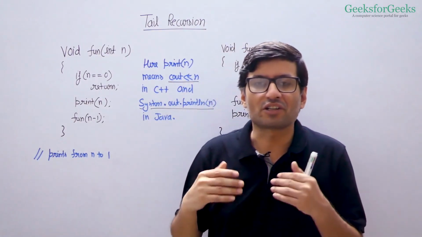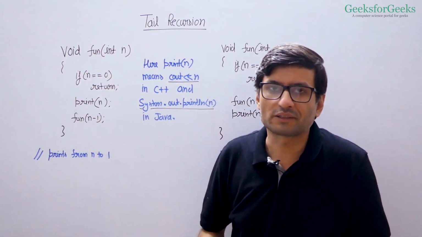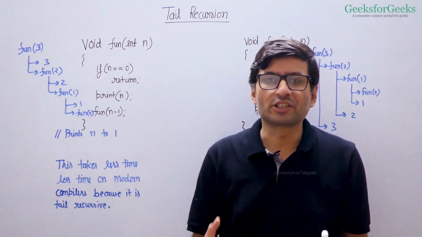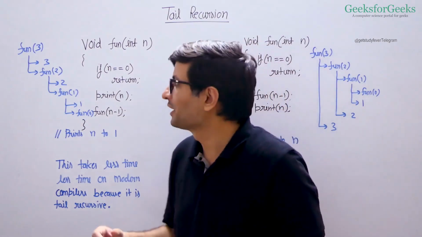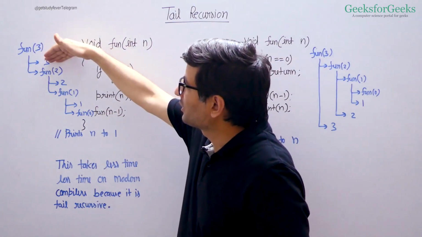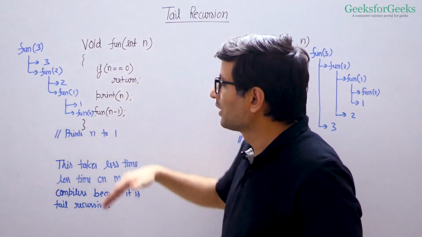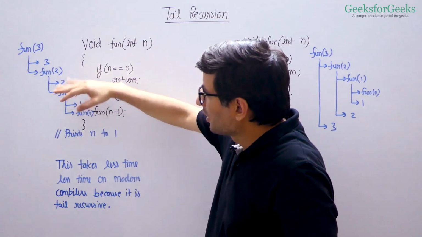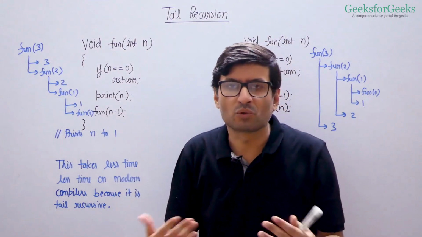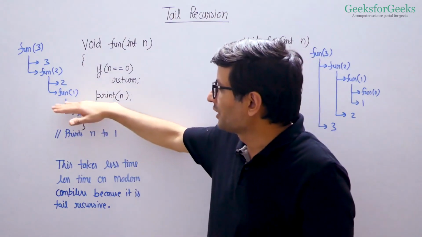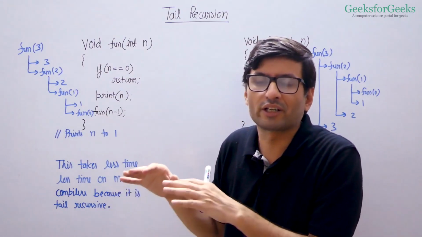Now can you guess a reason why this function would take less time on modern compilers? Let us take a closer look at the execution flow of these two functions for n equal to 3 and observe the difference. Here when you call it for 3, it prints 3, then calls for 2, then prints 2 and then calls for 1, prints 1 and calls for 0. Now when fun0 finishes and fun1 gets the control back, fun1 does not have anything more to do, right? So fun0 finishes, fun1 can finish immediately, and this is the point here in tail recursion.